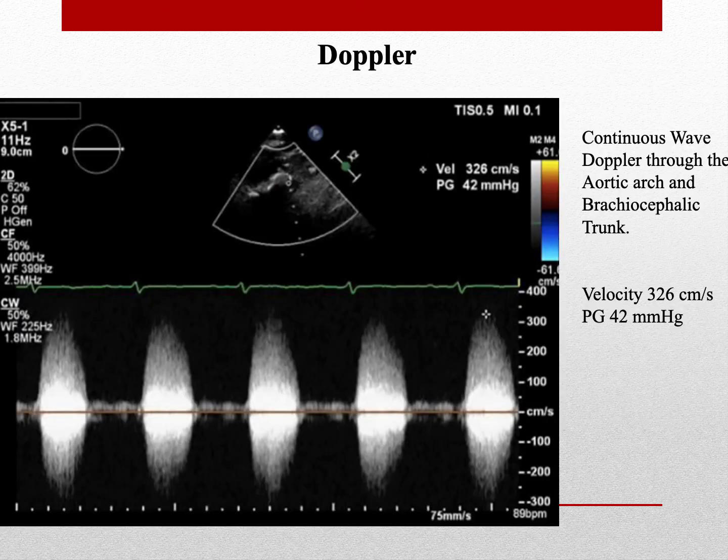And because of what we find with the regular 2D ultrasound and color, we're going to do a Doppler on there. We're going to use continuous wave Doppler through the aortic arch and that brachiocephalic trunk to get that velocity, because with that narrowing, we're going to see an increased velocity. We can determine how severe this is. And we actually see a pretty significant velocity, 326 centimeters a second. Pressure gradient is 42 millimeters of mercury. It's pretty significant.